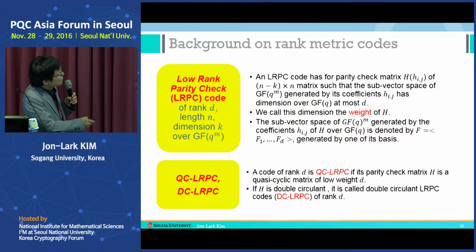The space spanned by those Hij's will then have rank D. So you pick only D elements from there, and this is denoted by F. Okay, so this is the concept.